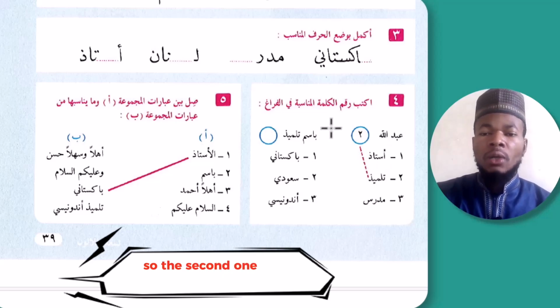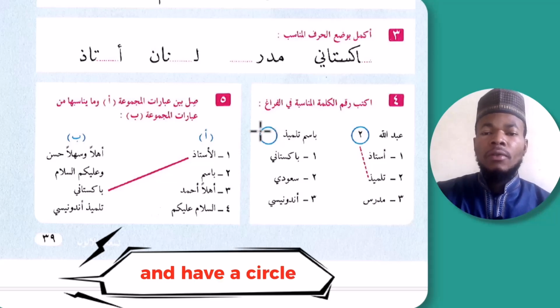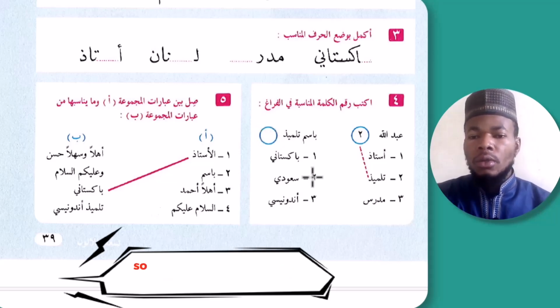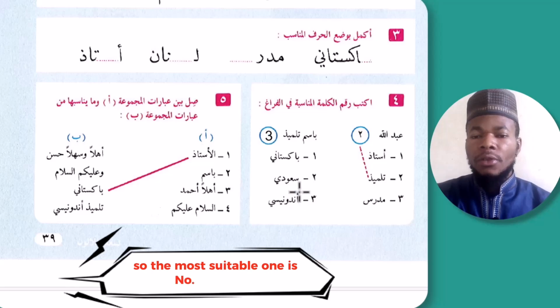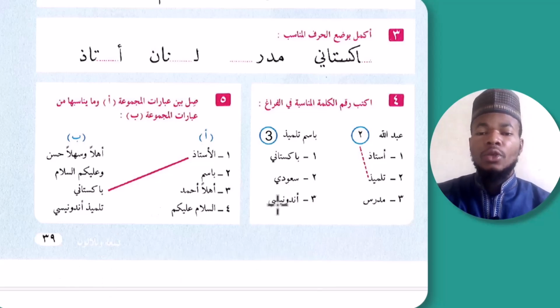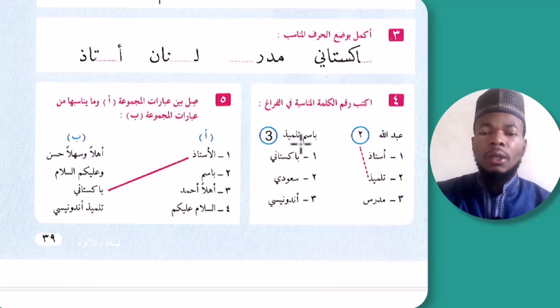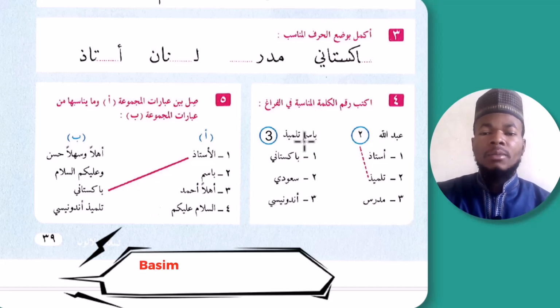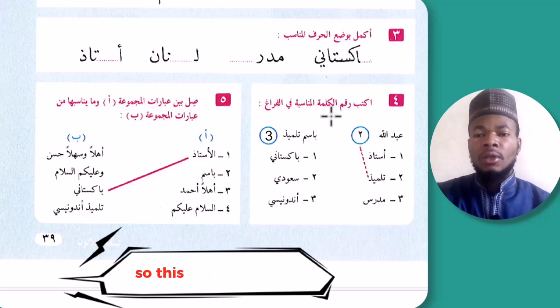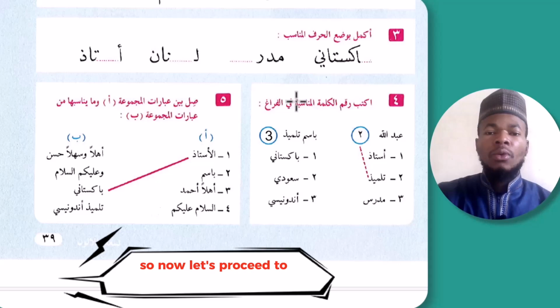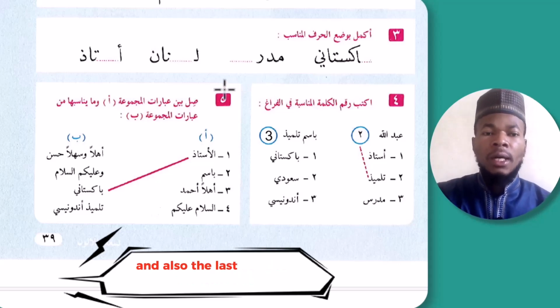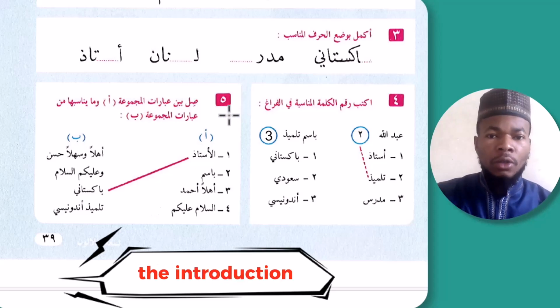So the second one we have Basimun, Tilmidun, then we have a circle. So the most suitable one is number 3, which is Andunisiyun. Basimun, Tilmidun, Andunisiyun. Basim is an Indonesian student. So this is how to do this. So now let's proceed to the next one and also the last exercise on the first lesson, Ta'aruf, introduction.